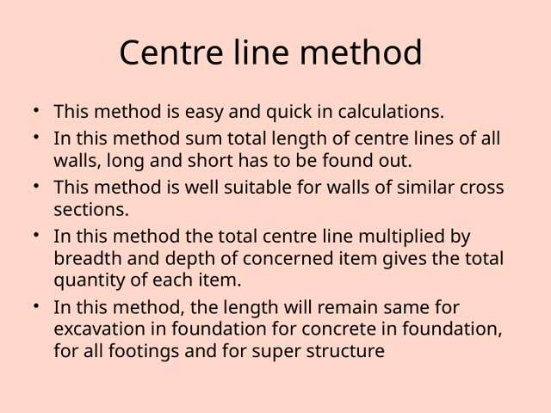The key idea here is that once you have the total length of the center lines, you multiply that by the breadth and depth of the items involved. This gives you the total quantity needed for each item, which is quite efficient. Another important point is that the length remains the same across various stages like excavation in the foundation, pouring concrete, and for all footings and the superstructure. This uniformity makes the center line method a practical choice for estimating quantities in many construction projects. Overall, it streamlines calculations and helps ensure accuracy across different phases of construction.